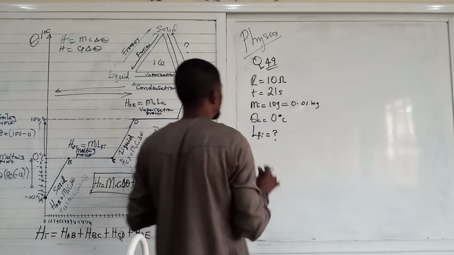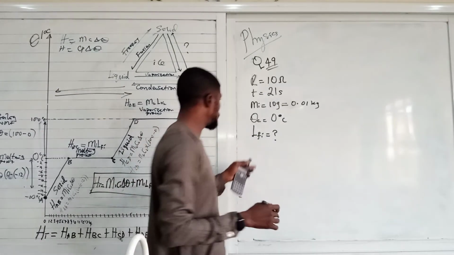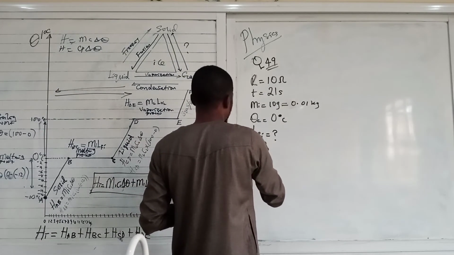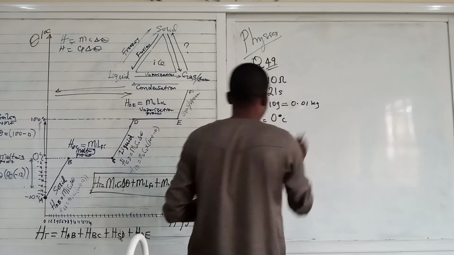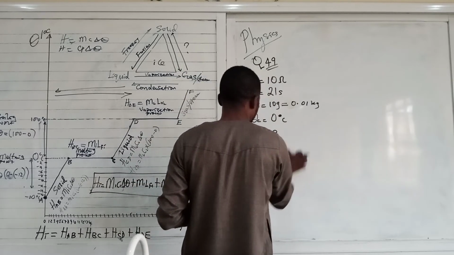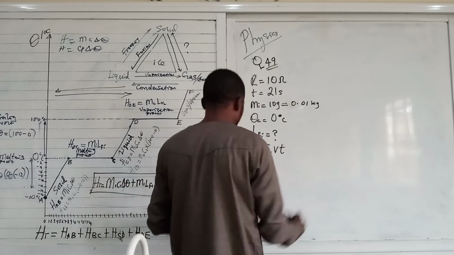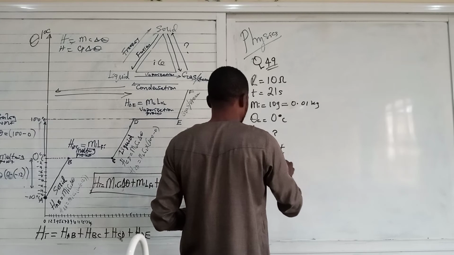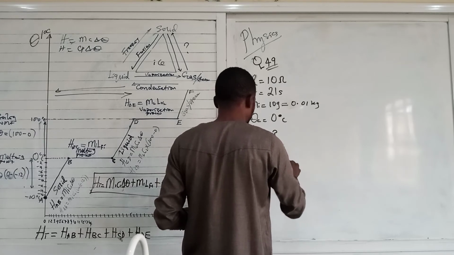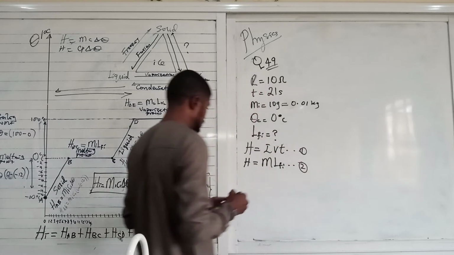So the next thing is to write down the correct equation we are going to use. So recall that your H is equals to IVT, right? And then the quantity of heat energy that is required to melt the ice from solid to liquid state is given as mass of the ice and specific latent heat of fusion of ice. You can call this equation number 1 and call this equation number 2.